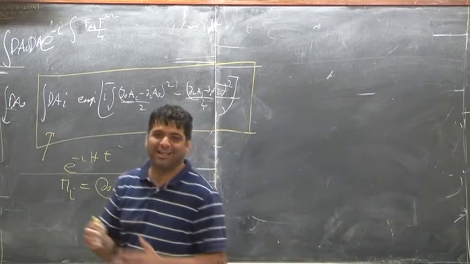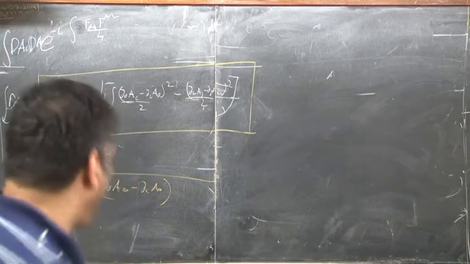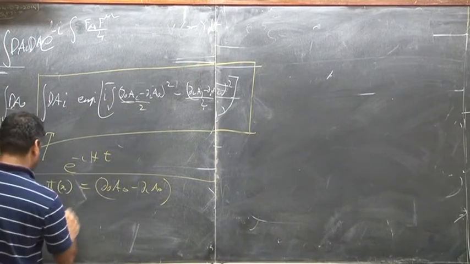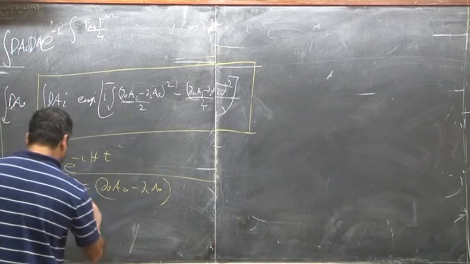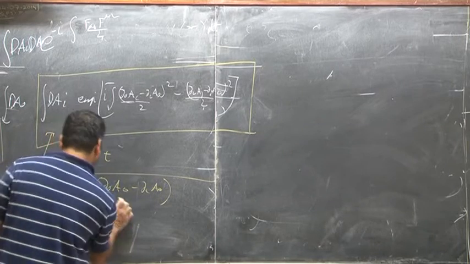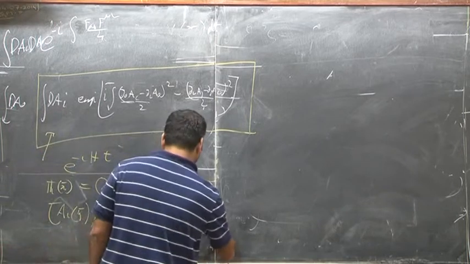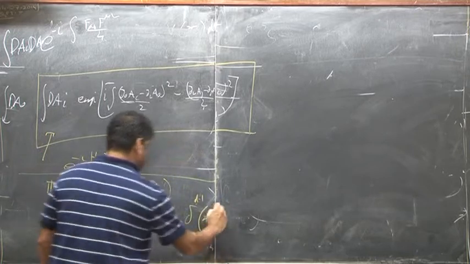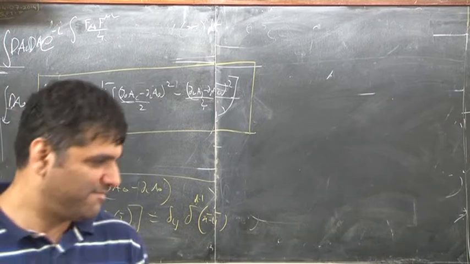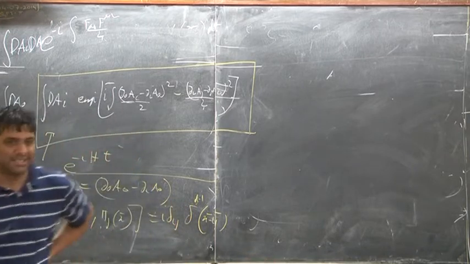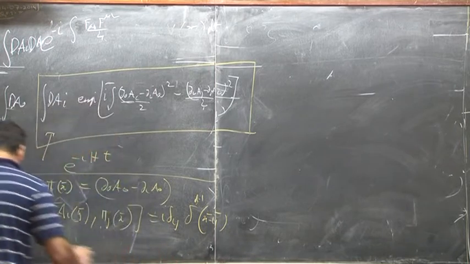So let's suppose I try this. This is π_i of x, and we will have the commutation relations: A_i of y times π_j of x is equal to δ_ij times the delta function of x minus y. The normalization of this commutation relation is because the action has little delta x's, which we don't take at all. Is this okay with everyone? Okay. Great. So we've got pi.